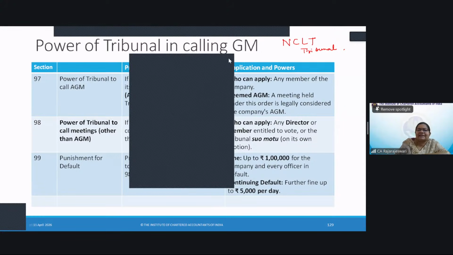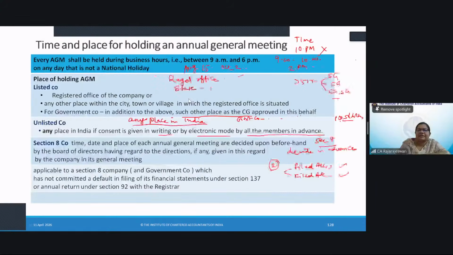See, the act doesn't specify anything specifically for Section 8 companies. It has specified that the time, date, and place are decided upon beforehand. But every company should hold the AGM within 6 months. That holds good. Within 6 months from the close of the financial year, even a Section 8 company has to hold its AGM. That is a must. But they can decide beforehand in the previous meeting.